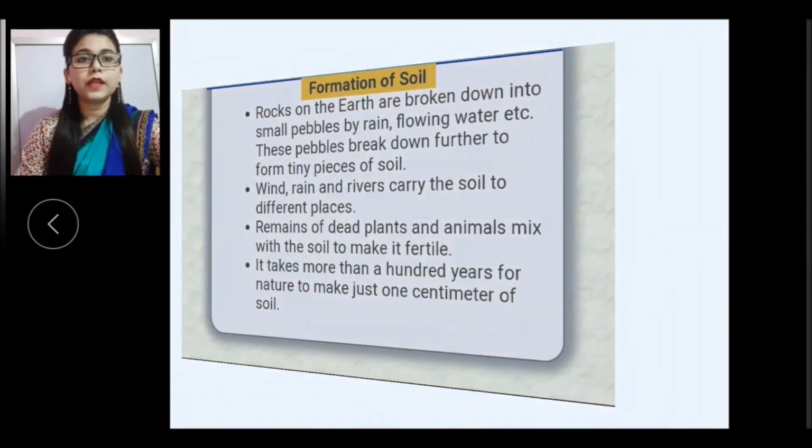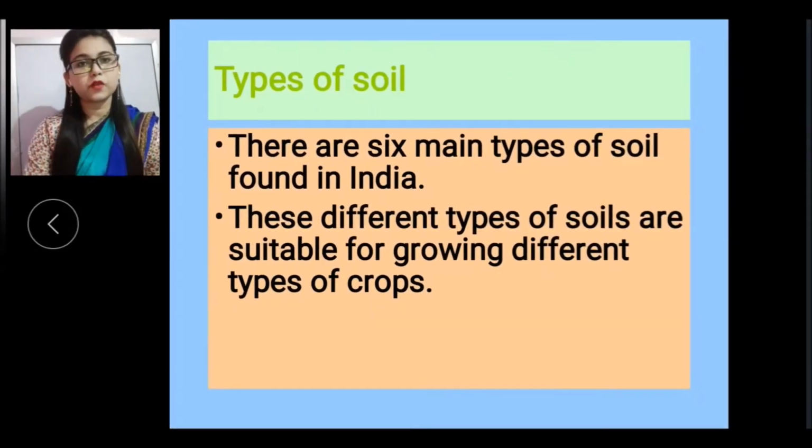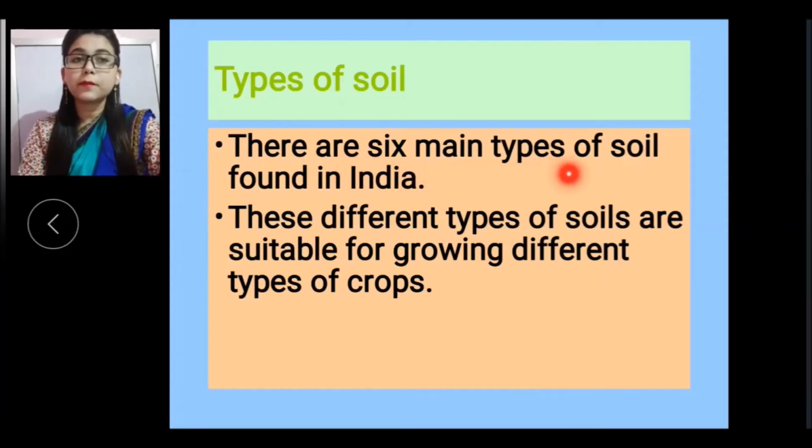Now let's move further and see the types of soil. There are 6 main types of soil found in India.